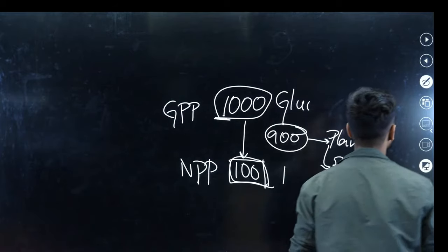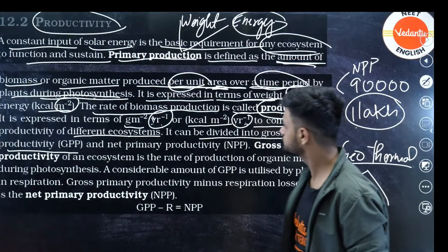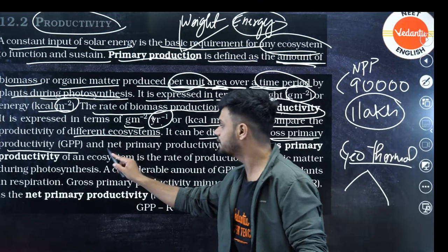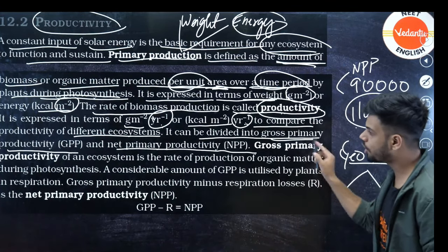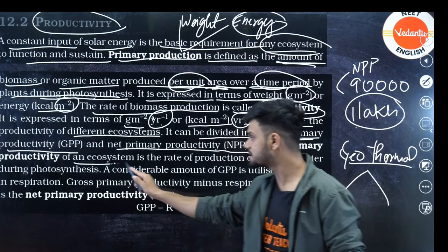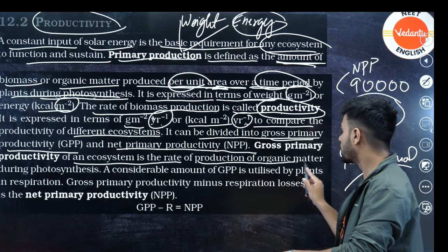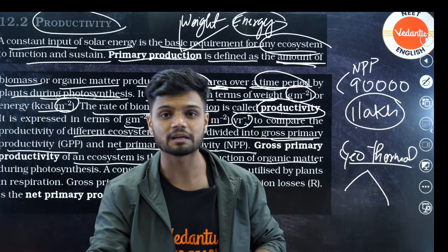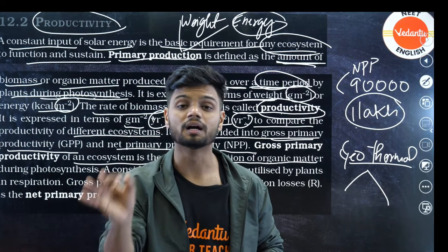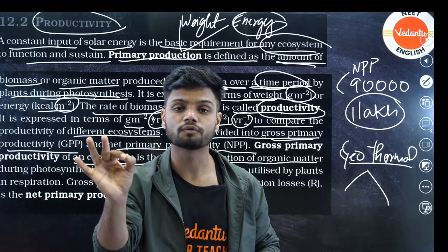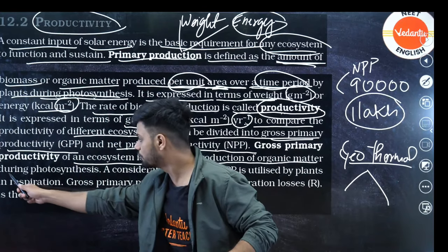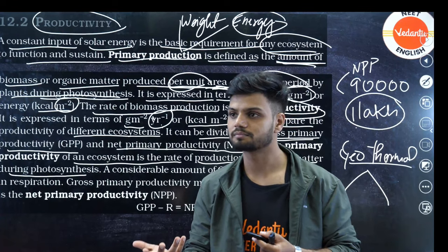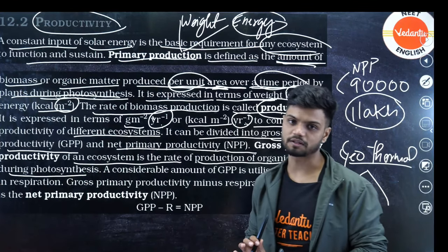Net primary productivity. Clear? Let's see the NCERT. It can be divided into gross primary productivity and net primary productivity. The gross primary productivity of an ecosystem is the rate of production of organic matter. At what rate is a particular plant making organic matter? For example, the plant is making 1,000 molecules of glucose during photosynthesis. So during photosynthesis, how much the plant is making, that is your gross primary productivity.